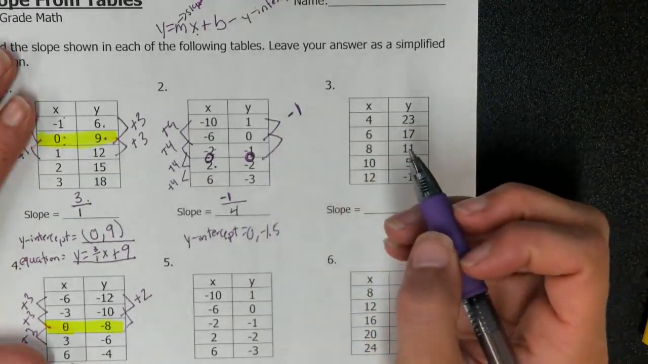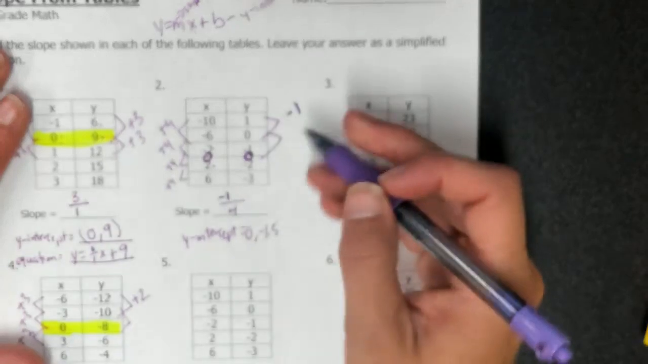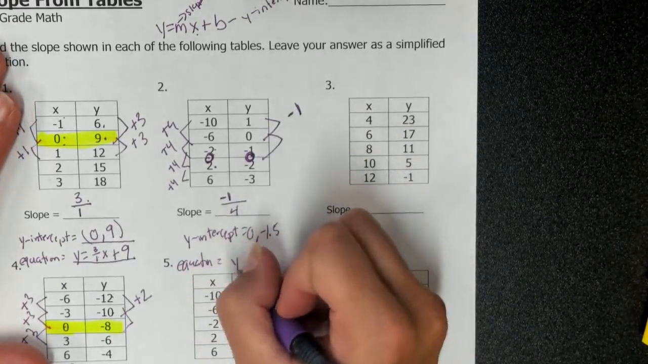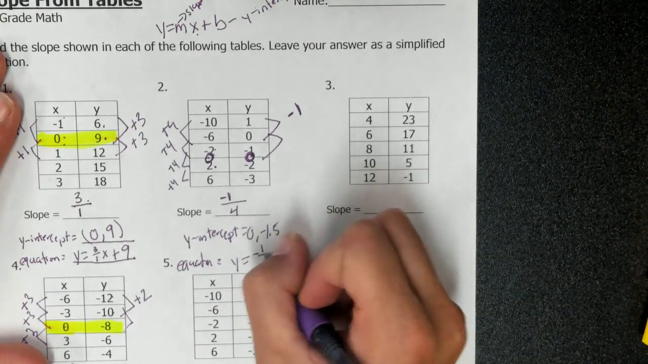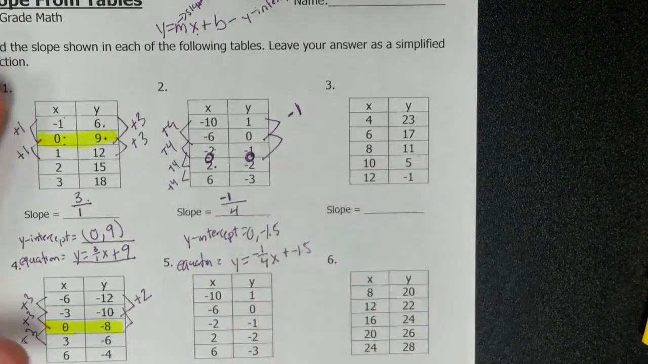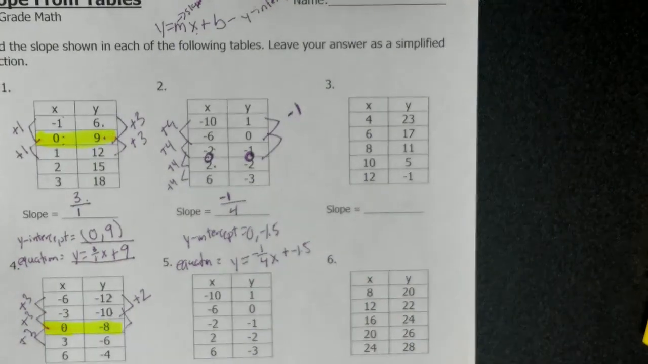-1.5 would be right in the middle. So that's kind of tricky. You had to find that one. So my equation is y equals, here's my slope, -1/4 x plus -1.5, because that's my y-intercept.